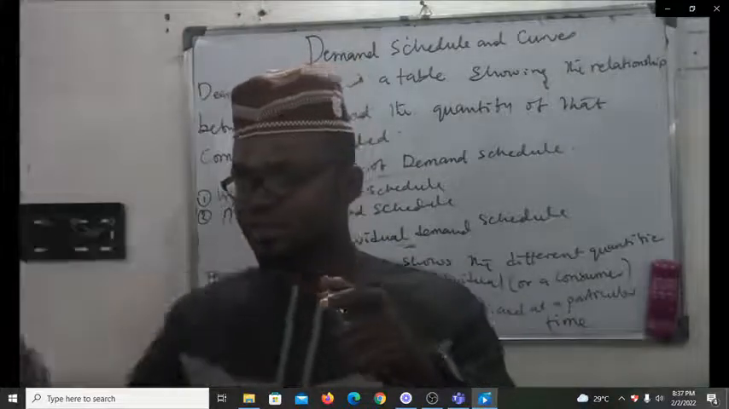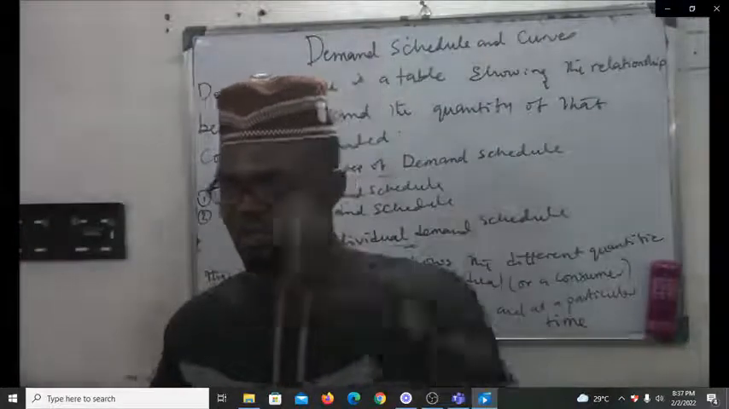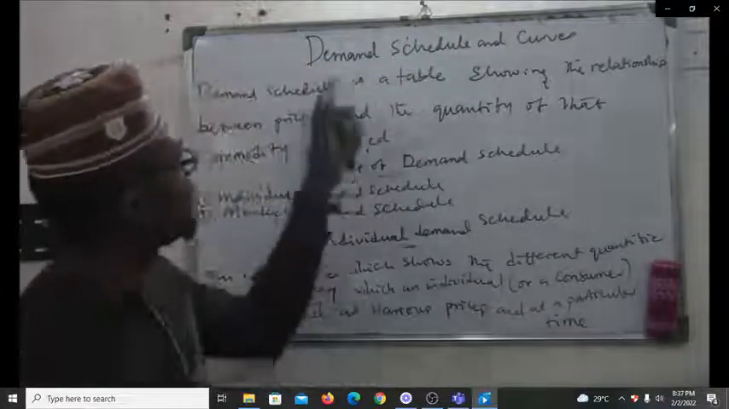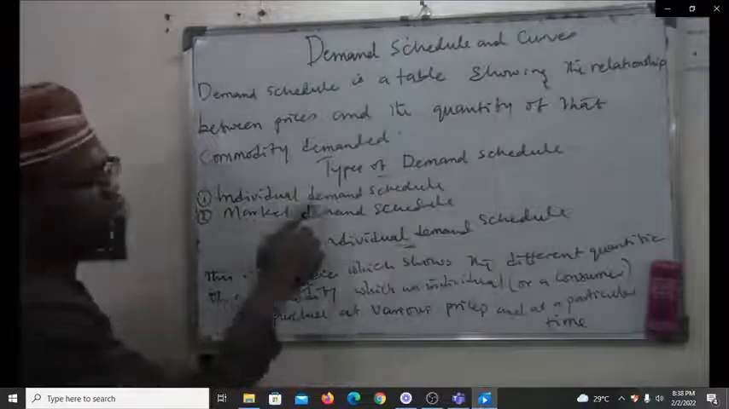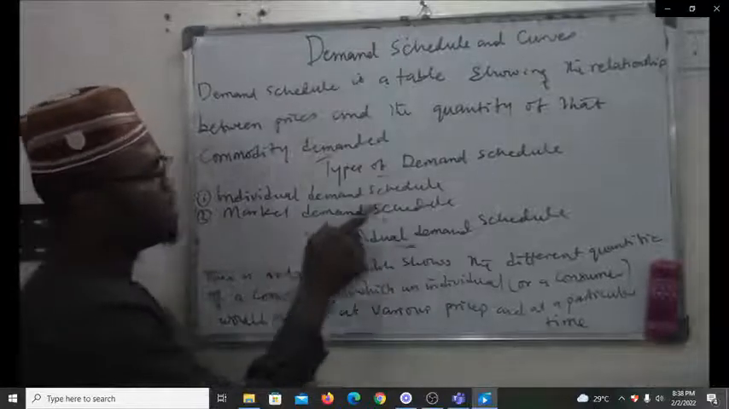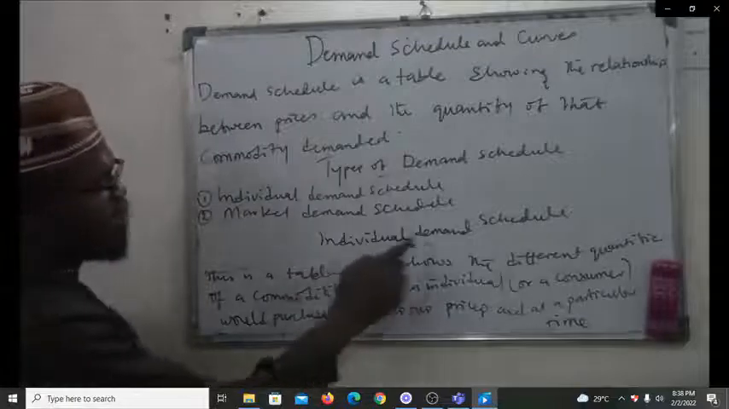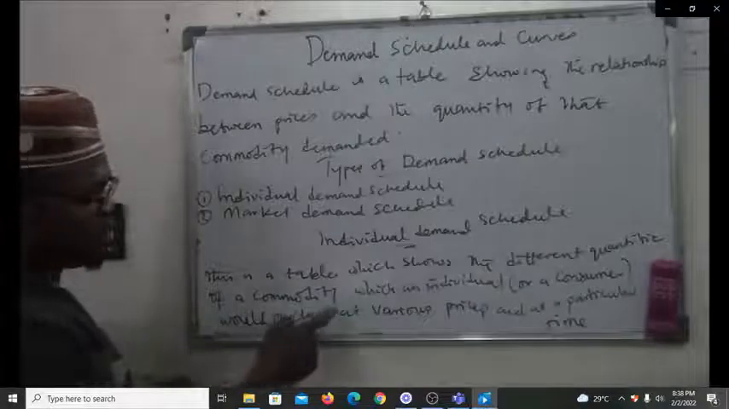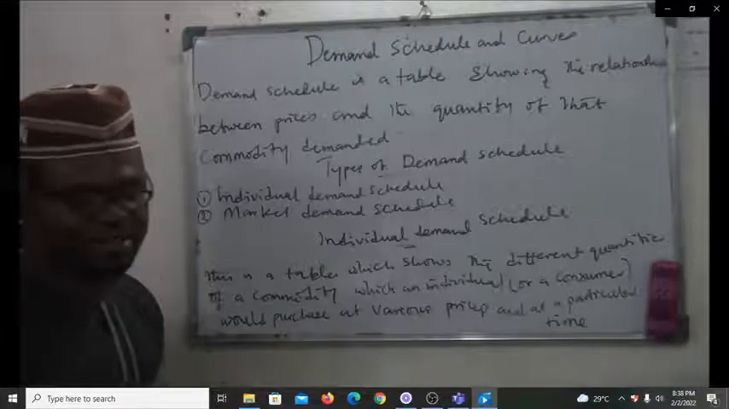You understand? So any table that you have that shows prices and quantities, the relationship between the price and quantity, is a demand schedule. And we have two types of demand schedule: the individual demand schedule and the market demand schedule. Individual is for one person, one consumer. Is that clear? So we say the individual demand schedule is a table which shows the different quantities of the commodity which an individual or a consumer would purchase at various prices at a particular time.